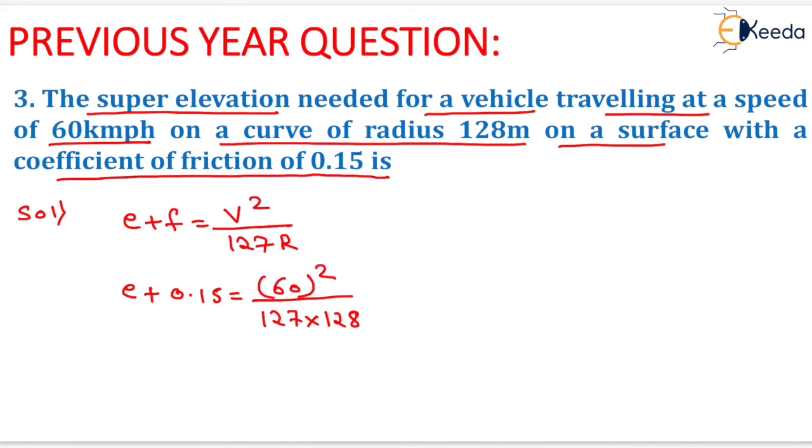On solving this, we will get the value of e as 0.071. So it will be equal to 7.1%. That will be the super elevation value, that is 7.1%. That is all about this question.